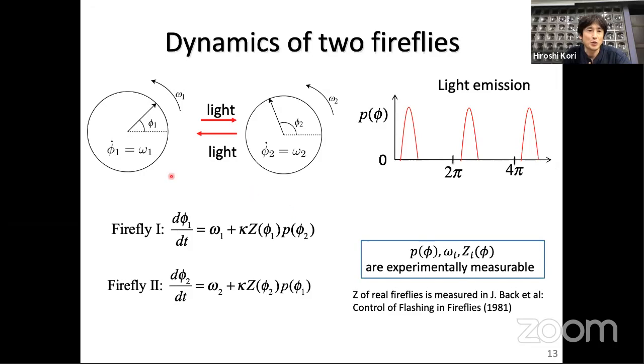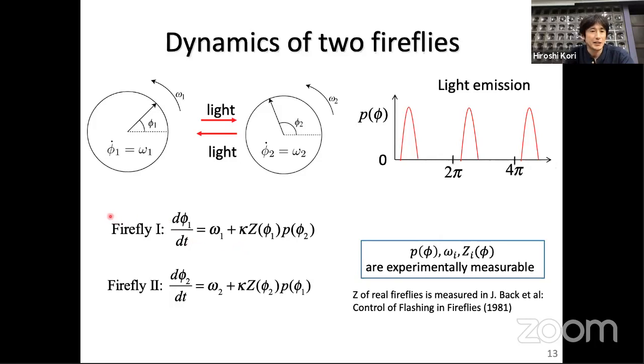Suppose that we have two flashing fireflies, and they are interacting using light. They are flashing. And now we model in this way. So this phi i determines the timing of flash of firefly i. And omega 1 and omega 2 are natural frequencies. And P of phi is a light emission. So at certain phase, this firefly flashes.